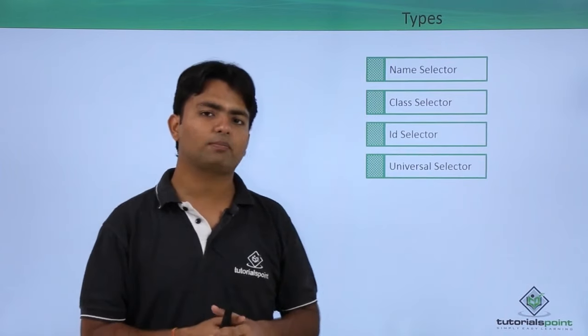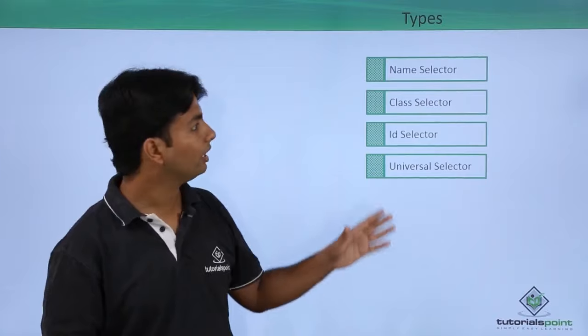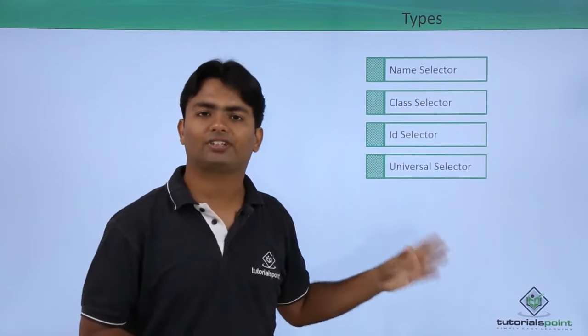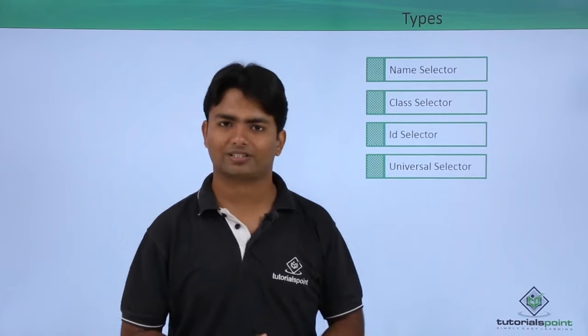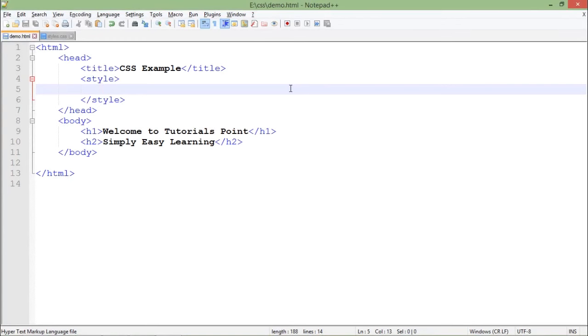So let's get started with the practical implementation and see how these different selectors can be implemented. So for starting the implementation of selectors, I will use the embedded style sheet just to make sure that you will see the styles and the tags on the same page, so it will be easier for you to understand. So now what I'll do, I'll start working with the name selector.